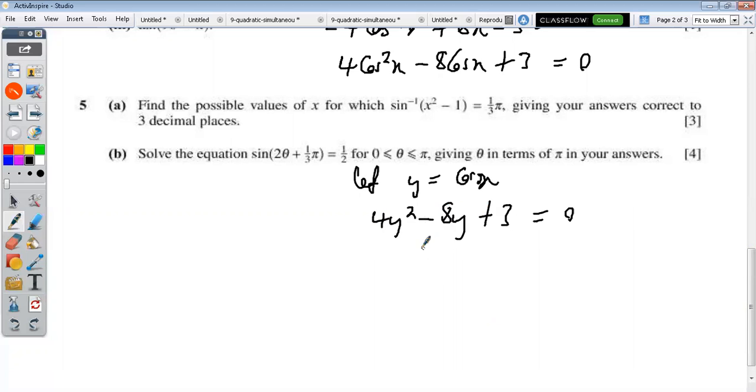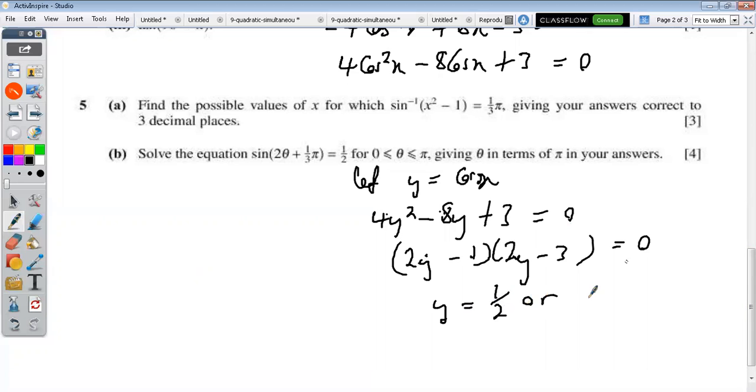Mm-hmm. 4y, y, 3, 12, nope. 2y, 2y. If we do this, 2y, 2y, and we have negative 3 here, negative 1. It's correct: 4y squared minus 6y minus 2y plus 3. You see that? Or you could have done the long way, but it's not necessary. You check if it's going to be factorized. Then that means straight away y is equal to a half.